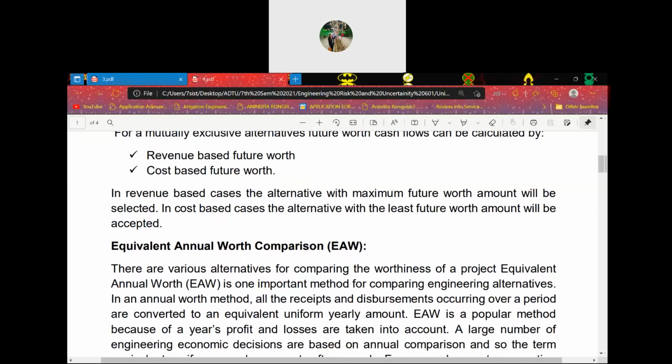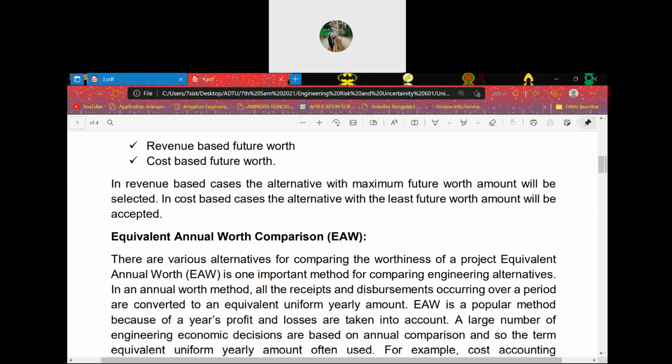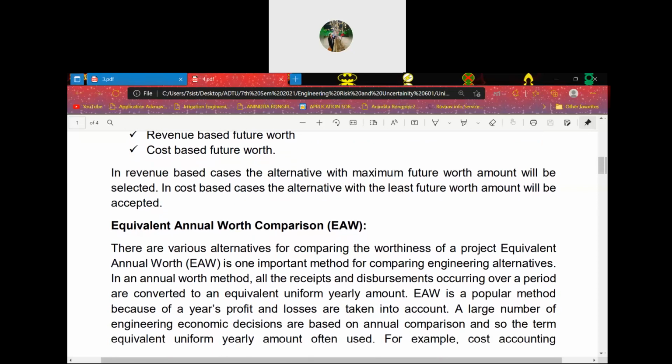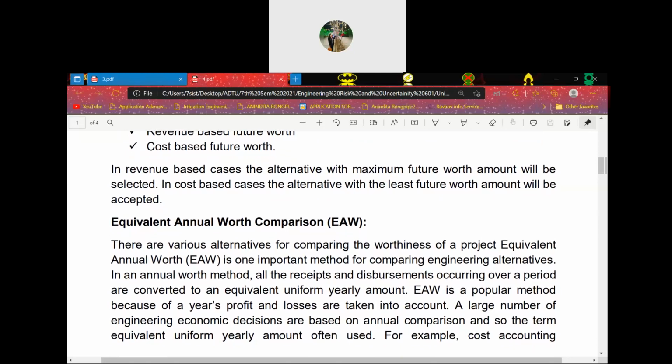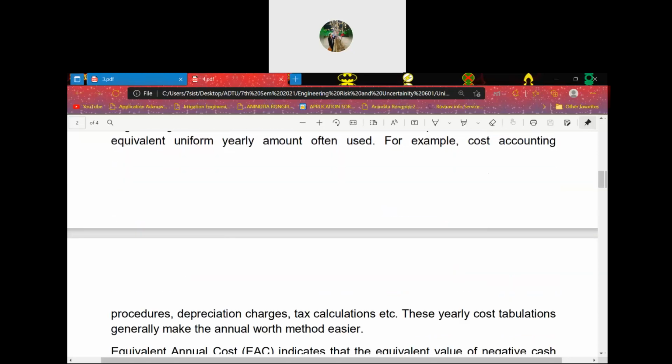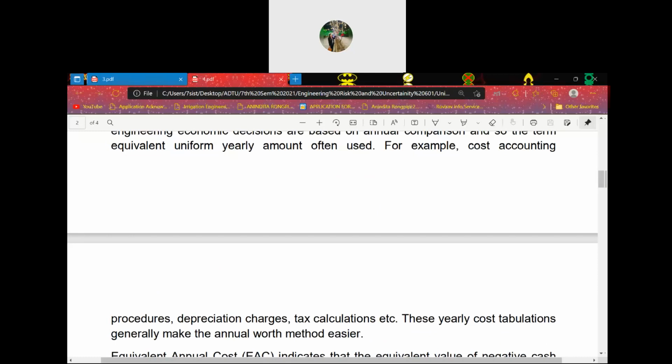A large number of engineering economic decisions are based on annual comparison, and so the term equivalent uniform yearly amount is often being used. For example, cost accounting procedures, depreciation charges, tax calculations, etc. These yearly cost calculation tabulations generally make the annual worth method much easier.